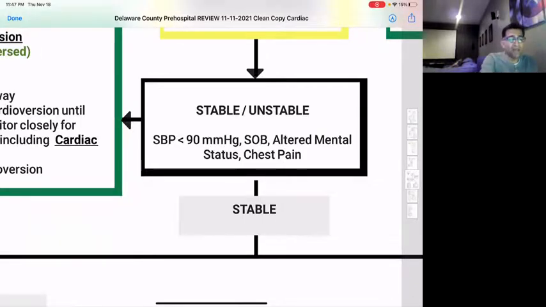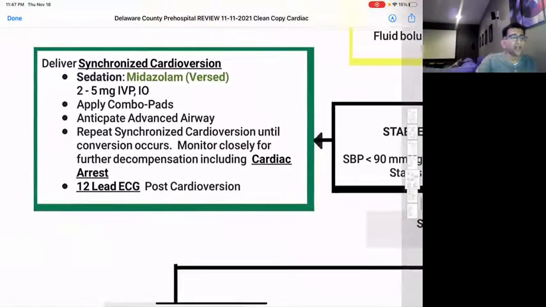And now if they satisfy that unstable criteria, here you go: synchronized cardioversion. Of course, sedation is important. Apply those combo pads, anticipate an advanced airway. And we'll have to work on that spelling there. And of course, synchronized cardioversion, and of course, 12 lead post-cardioversion, so we can see where we're at.